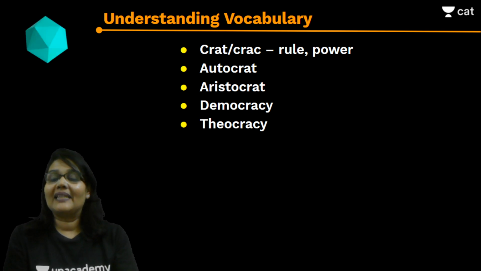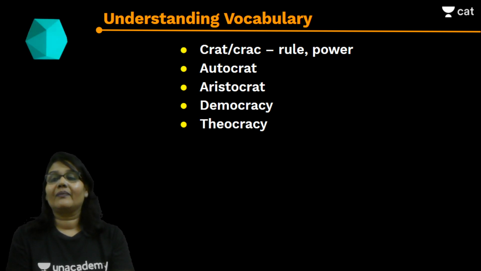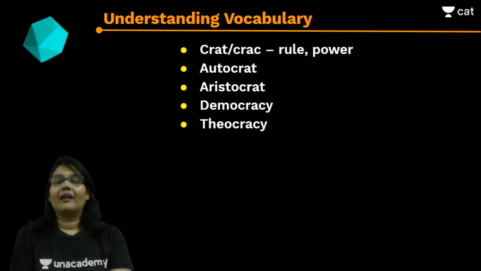Millie, theocracy. I just explained theo. Whenever you come across this root word, theo, it is connected to religion. So, theocracy would be ruled by a religious head. Great. Fine, guys. Can we move on to the next one? Awesome.